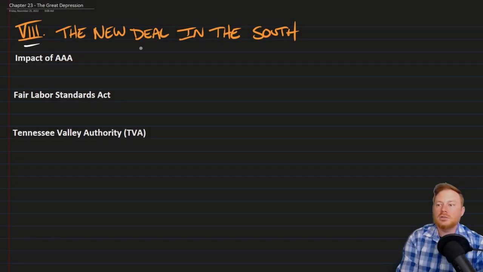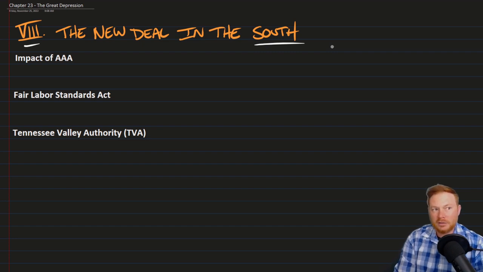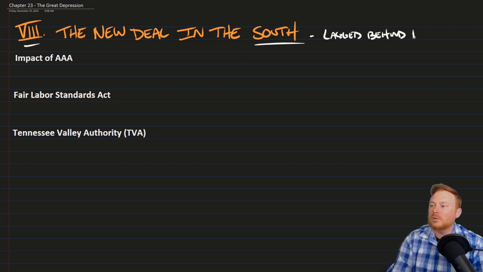Section 8, the New Deal and the South. So the New Deal also provided the federal government an opportunity to invest in parts of the country that had lagged behind the rest. You know, the South, in many ways, had lagged behind the rest of the country.